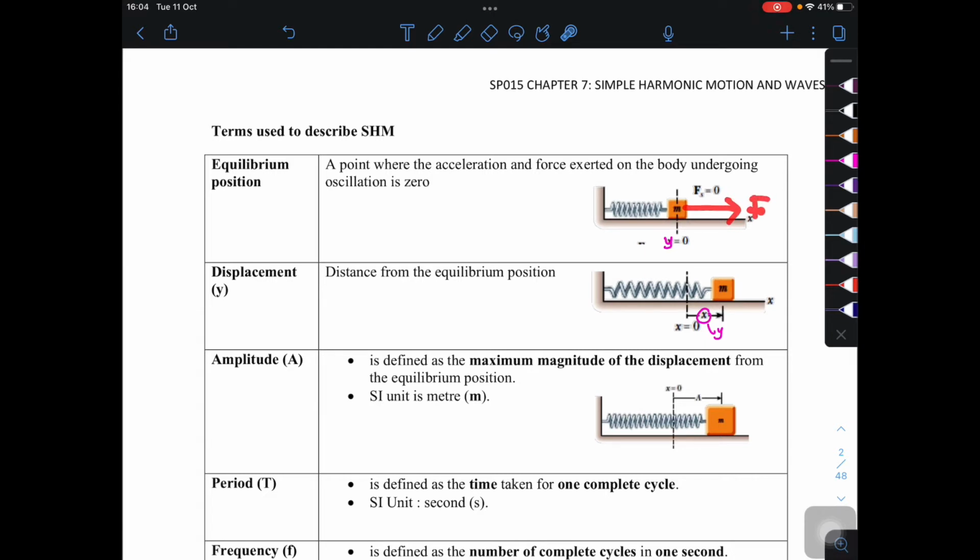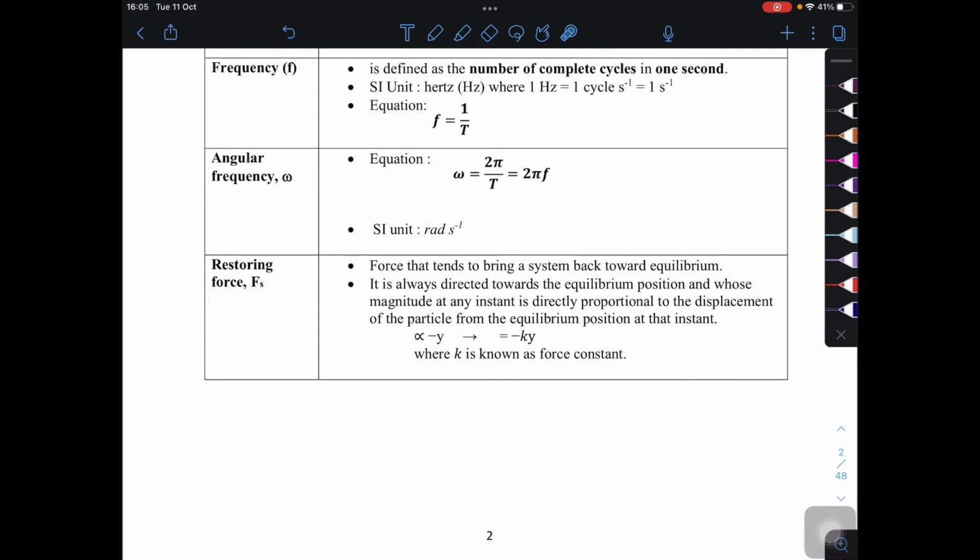So apabila kita lepaskan mass ni, this body, what happens to this is dia akan goes back to its original position. So bermaksud when we apply force of 10 Newton, we have another force what we call as restoring force. Okay, restoring force yang menyebabkan this body to move back to its equilibrium position. Okay, if we apply 10 Newton, the same value of 10 Newton akan di-apply to this body but in opposite direction.